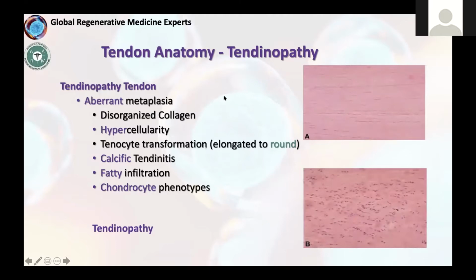So what happens when a tendon is abnormal, many changes might happen. It may lead to the collagen fibers being disorganized, the cell content in the tendon may be more, or the tenocyte shape might also be altered. There may be calcification, fat deposition. So this is a normal tendon, how it looks: smooth, glistening, and with fewer cells. And here is how tendinopathy looks, with increased cellularity.